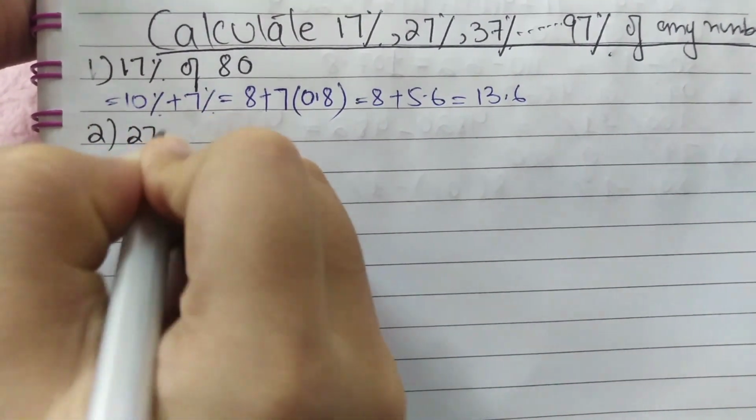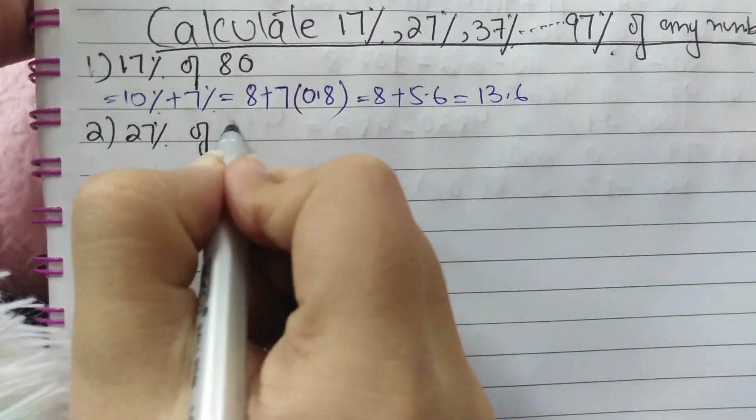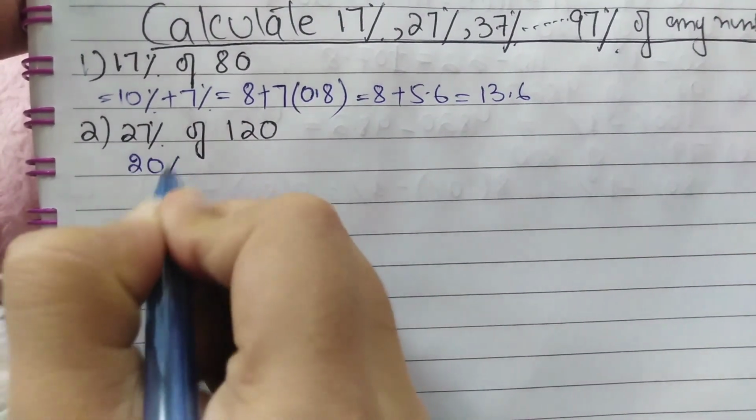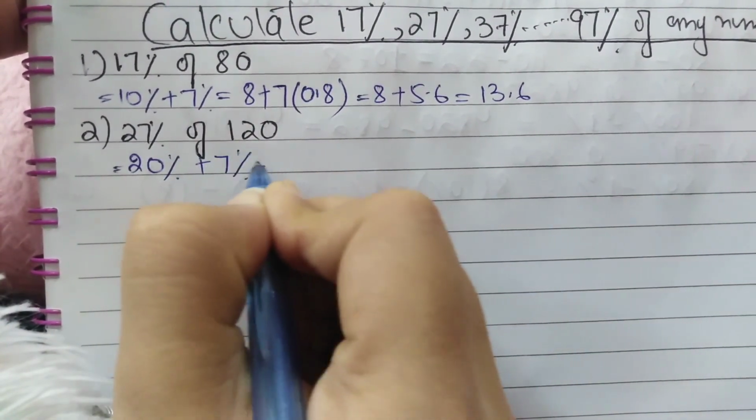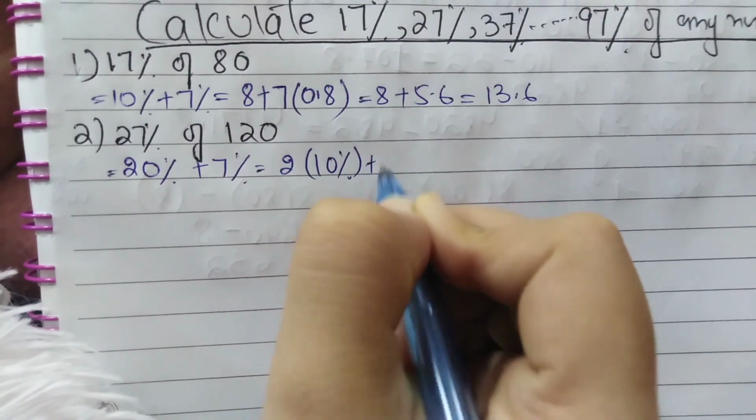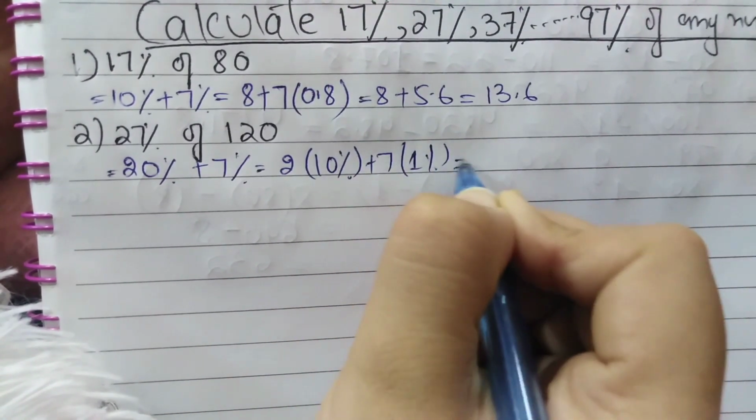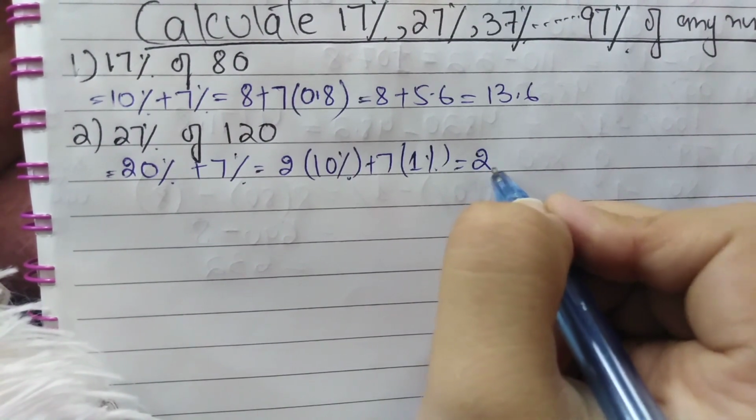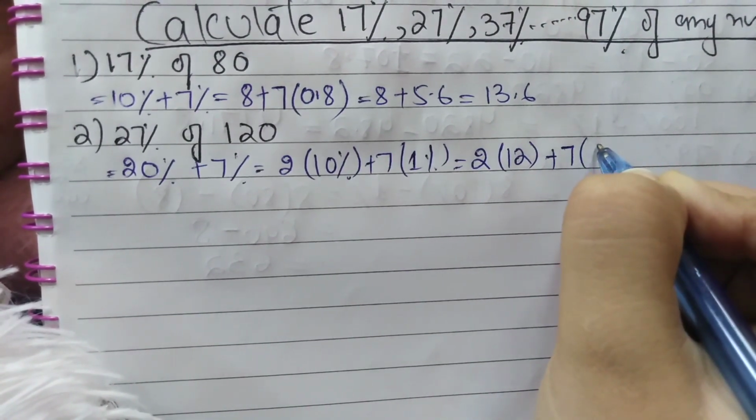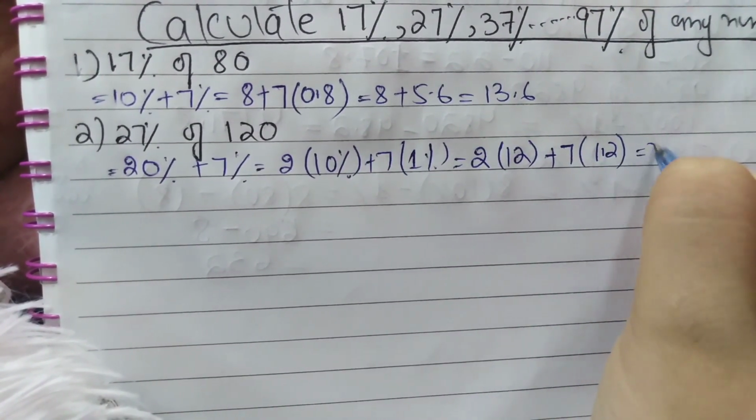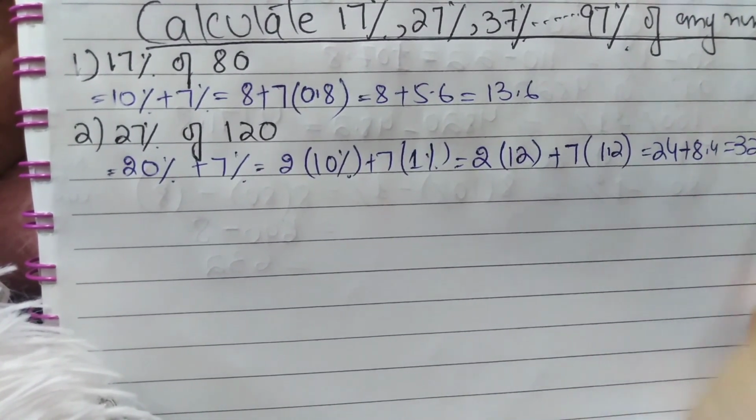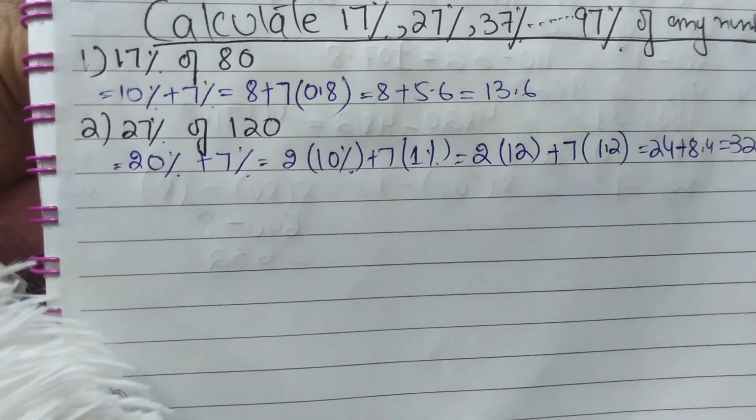Next is 27% of 120. 27% is 20% plus 7%. How to write 20%? 20% can be written as 2 into 10% plus 7 into 1%. 10%, placing point one digit from right, 12. 1% will be point 2 digit from right, 1.2. So this will be 24 plus 8.4. This is 32.4, the 27% of 120.